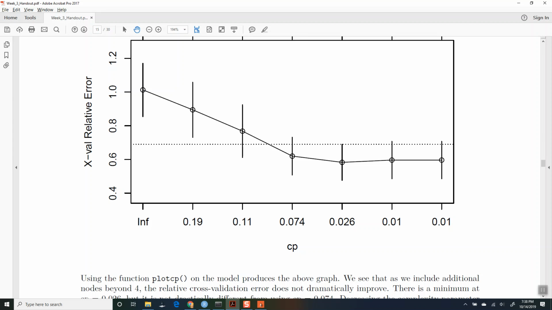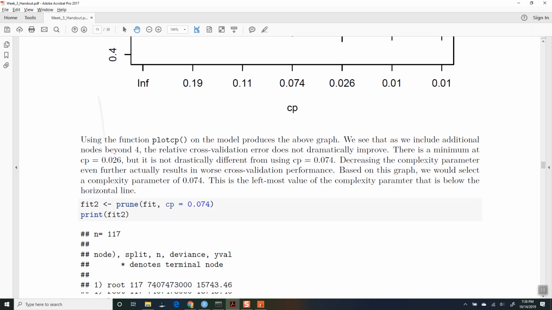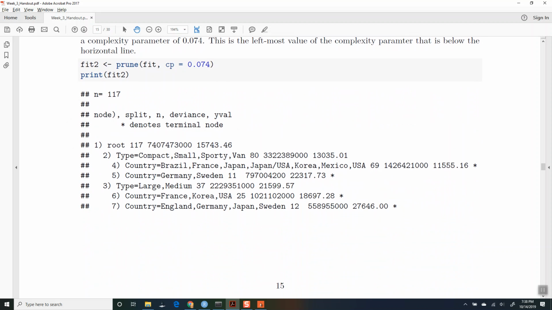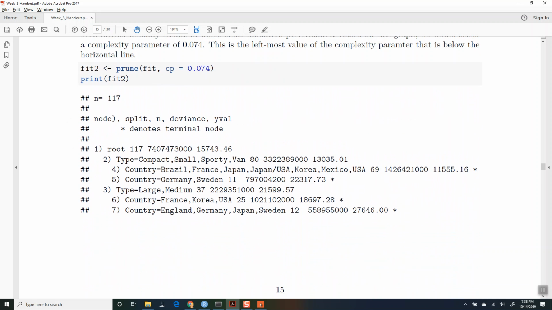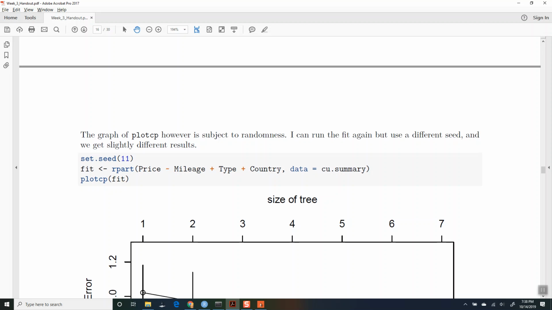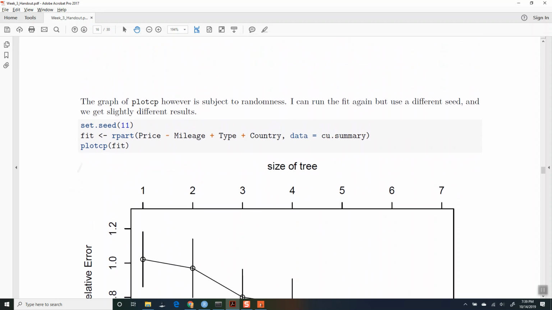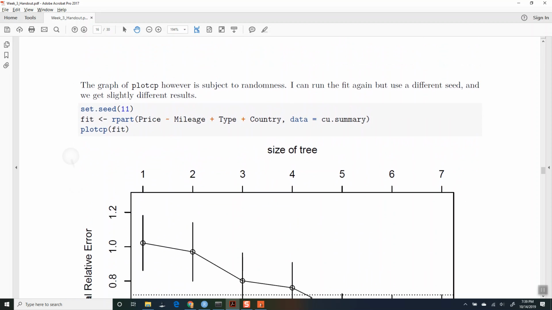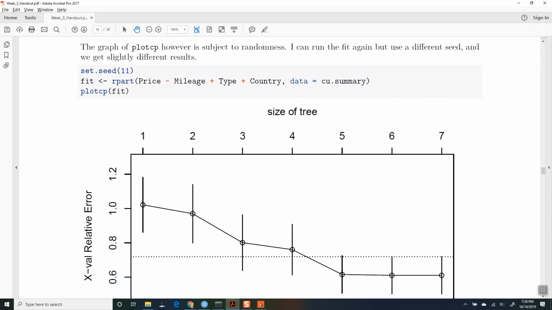Based on this picture, we say the complexity parameter I should use is 0.074. So I prune the tree using complexity parameter 0.074, and I get a tree with 4 terminal nodes. Here I do the exact same command, but I set a different random seed. I said set seed 11 instead of whatever other number I used.